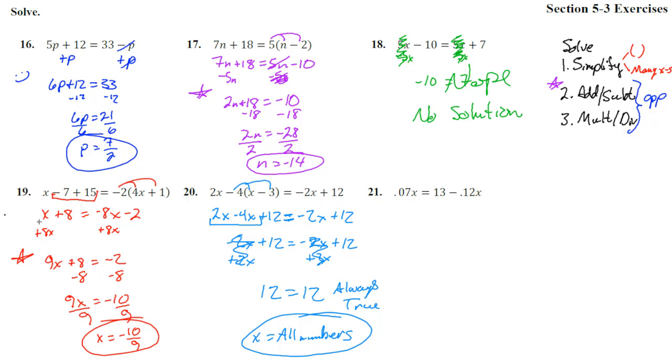All right, last one. Number 21. Are there parentheses? No. Are there many x's? Yes, indeed. So we're going to take this guy and get it to both sides. So plus 0.12x, plus 0.12x. And so we get 0.19x equals 13. Notice there's nothing to add or subtract. So step number 3, we divide by 0.19. x equals, oh, I don't like that, 13 divided by 0.19.